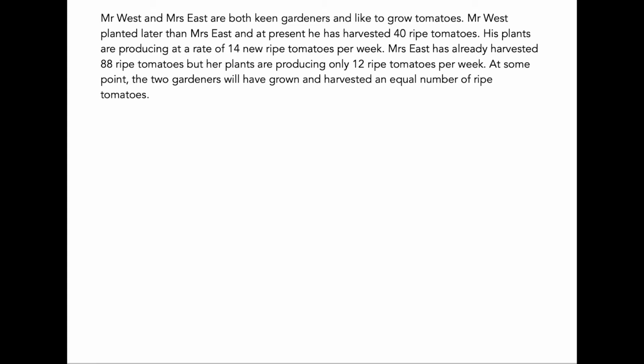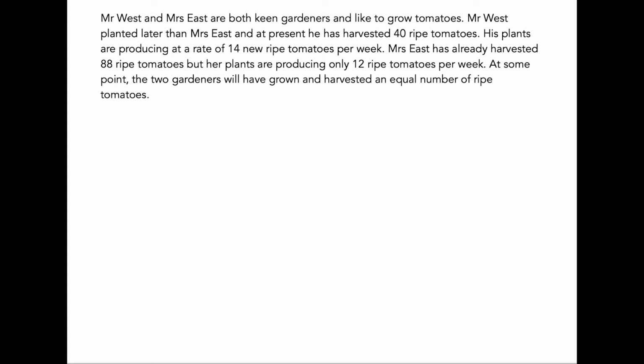Mr. West and Mrs. East are both keen gardeners and like to grow tomatoes. Mr. West planted later than Mrs. East, and at present he has harvested 40 ripe tomatoes. His plants are producing at a rate of 14 new ripe tomatoes per week. Mrs. East has already harvested 88 ripe tomatoes, but her plants are producing only 12 ripe tomatoes per week. At some point, the two gardeners will have grown and harvested an equal number of ripe tomatoes.